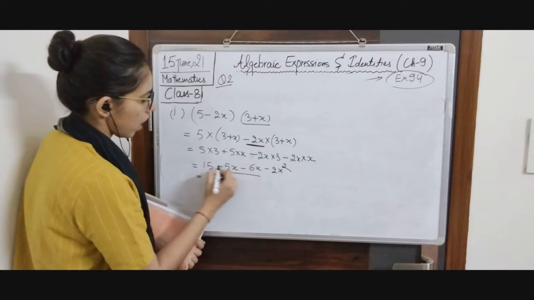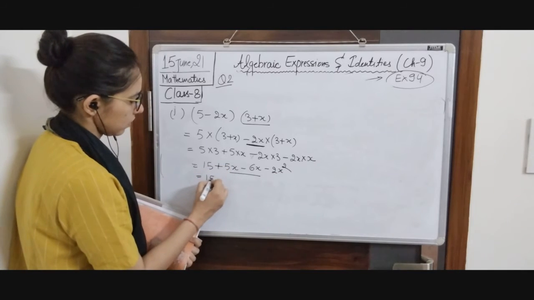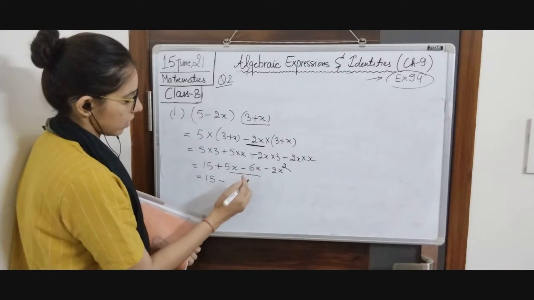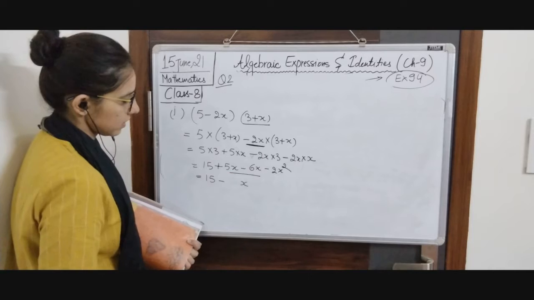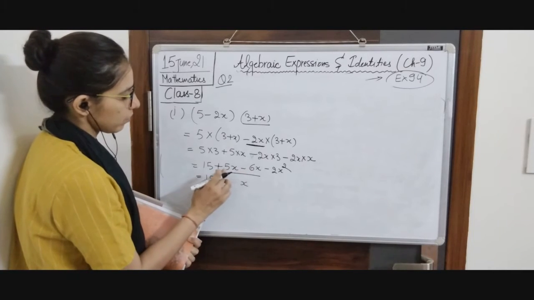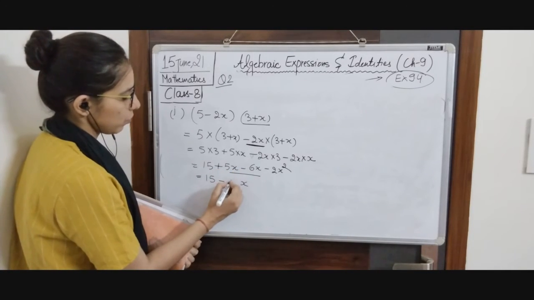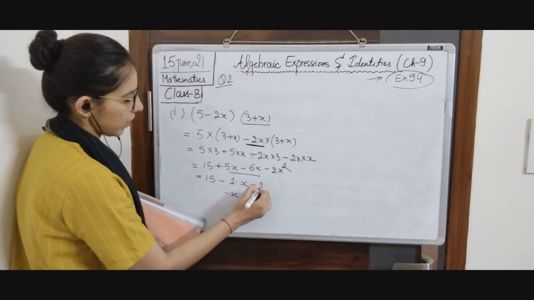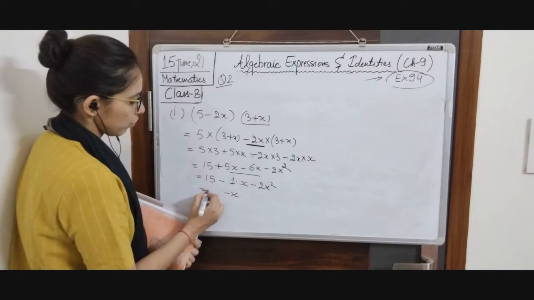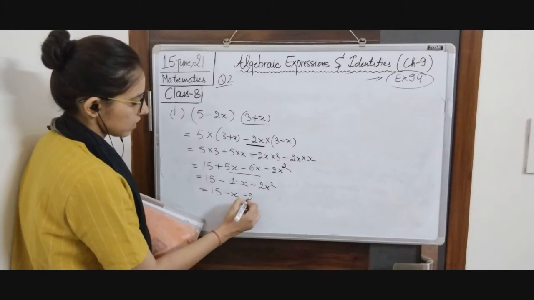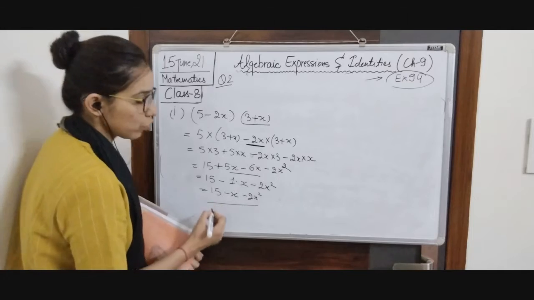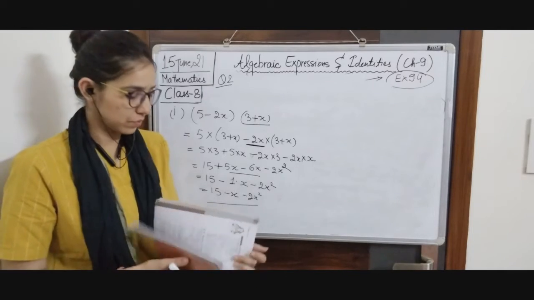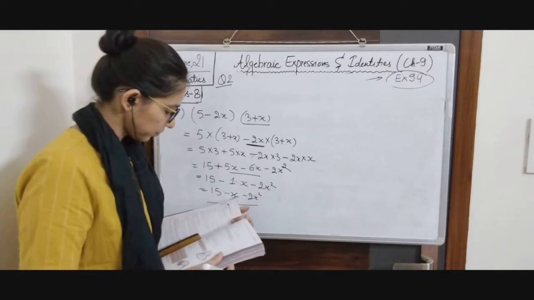Now these two are like terms. We will write the variable part as it is. Solve the number part. 5 minus 6 is going to be minus 1, and minus 1x is same as minus x, minus 2x square. So it is going to be 15 minus x minus 2x square. This is going to be our answer.